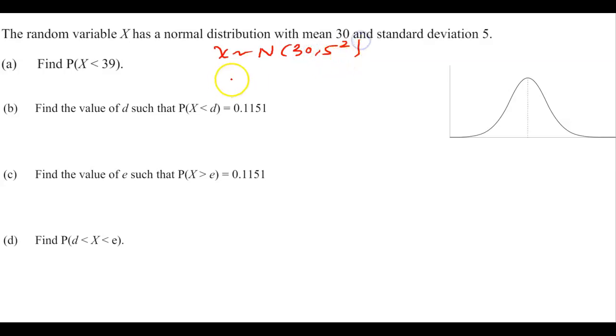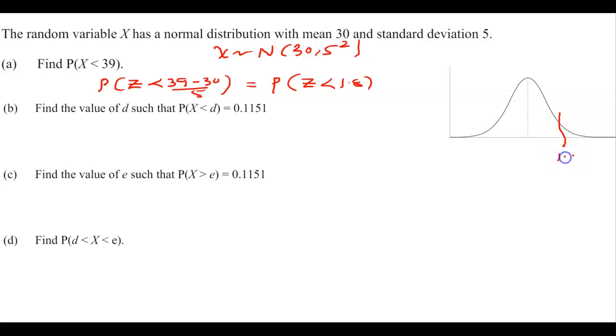So that's 5 squared. Now you're looking for the first question, the probability that x is less than 39. So we have the probability that z, we change it to z, is less than (39 minus 30) over 5. So what we have over here, probability that z is less than, when you place a calculator over here, you get 1.8, which is very good because it's just exactly less than.